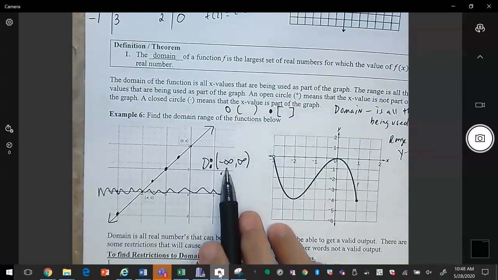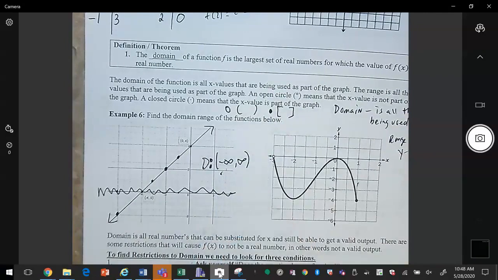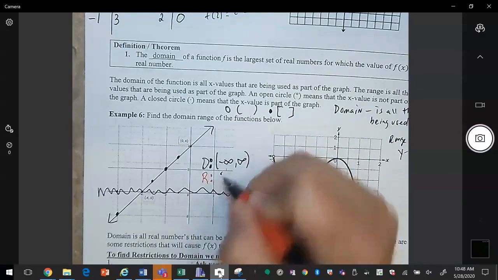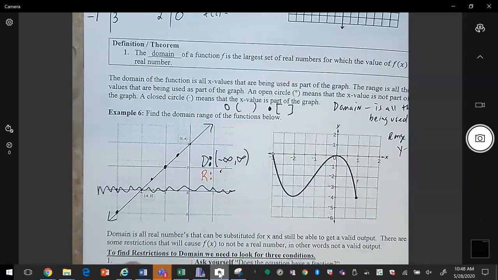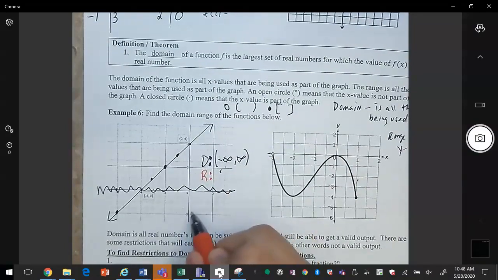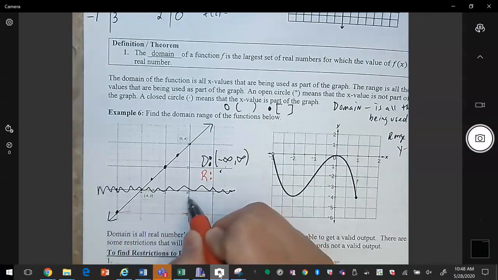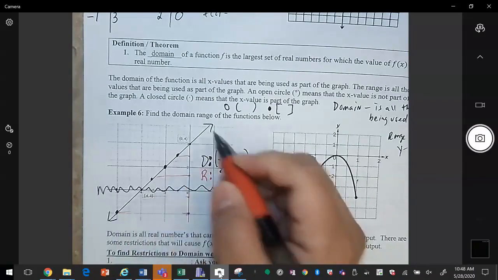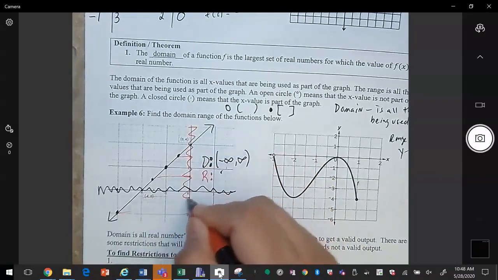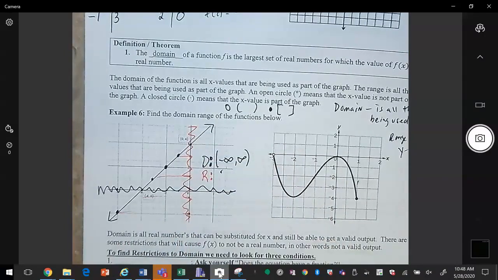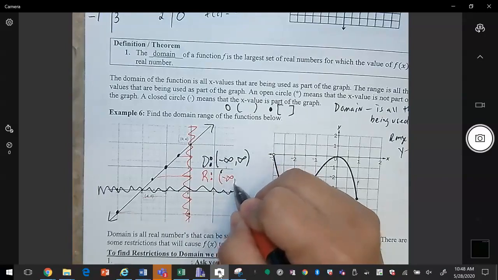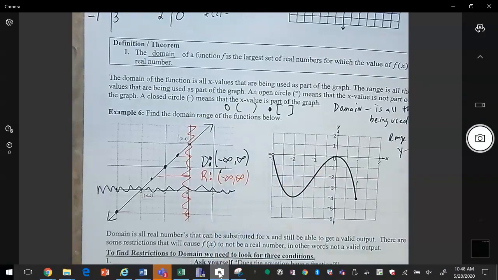You always want to write the smallest number first. Now for the range, it's all the y values. So you want to look at the y-axis. So if I pick this point here on the y-axis, notice that it is going to land on the graph. So no matter which one I pick, it's going to land. So for the range, you're looking at all the y-axis values that are being used. And in this case, it's -infinity to +infinity.